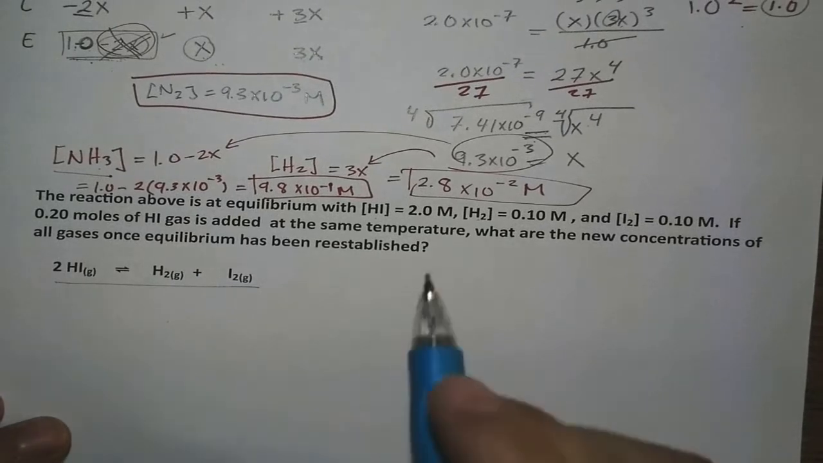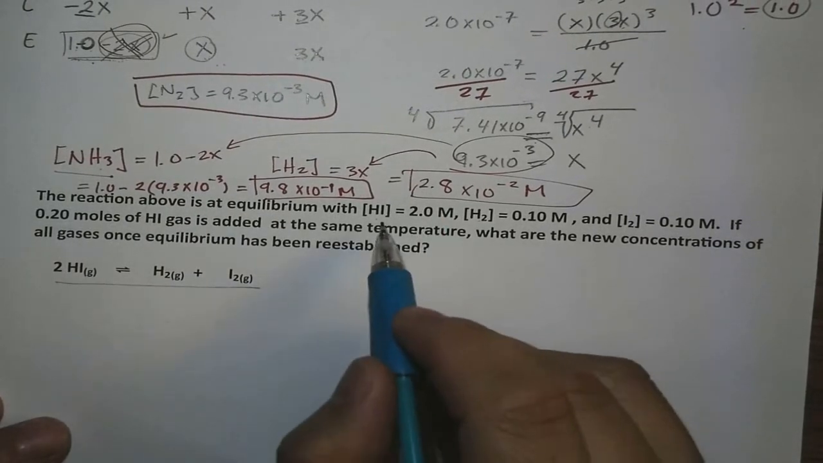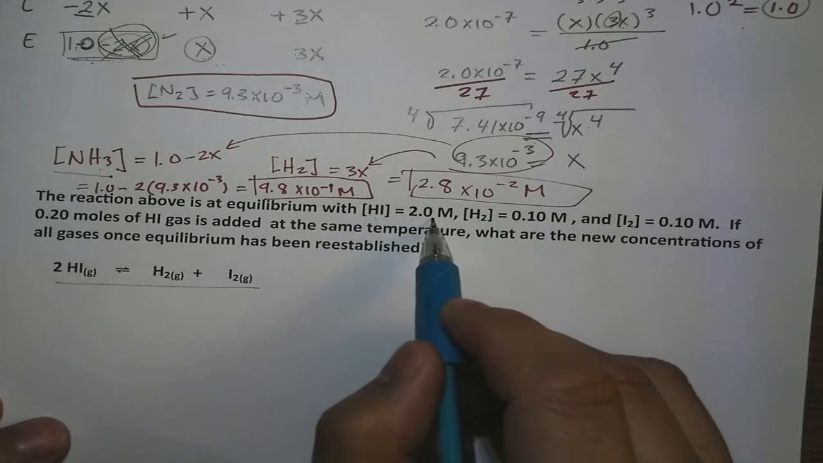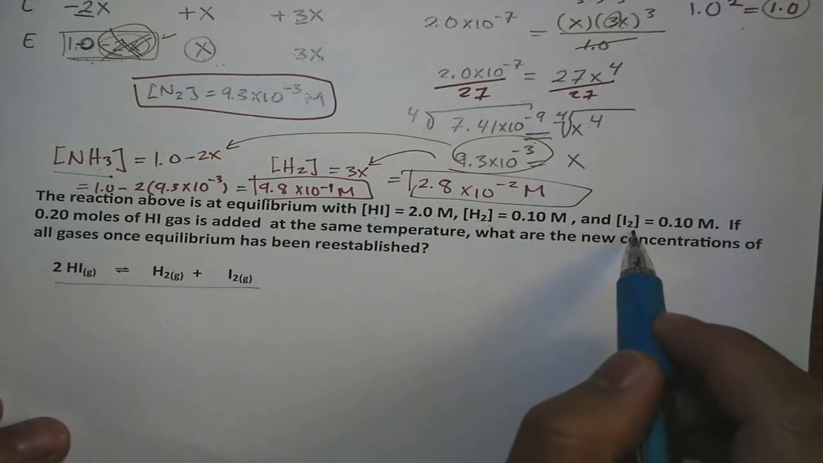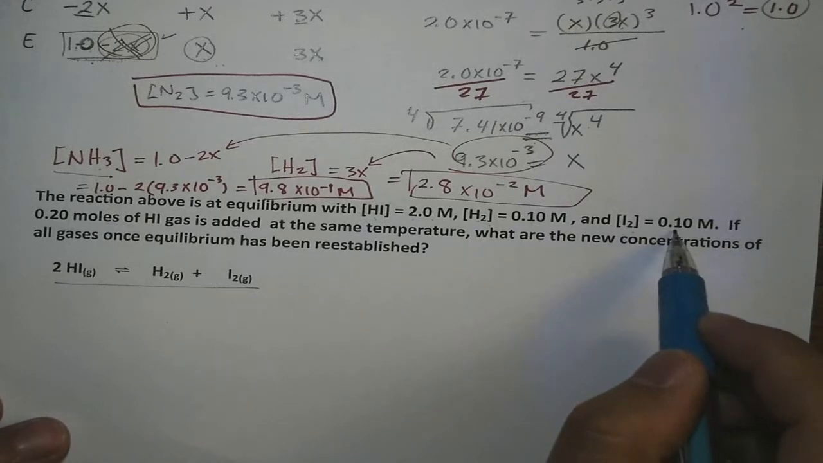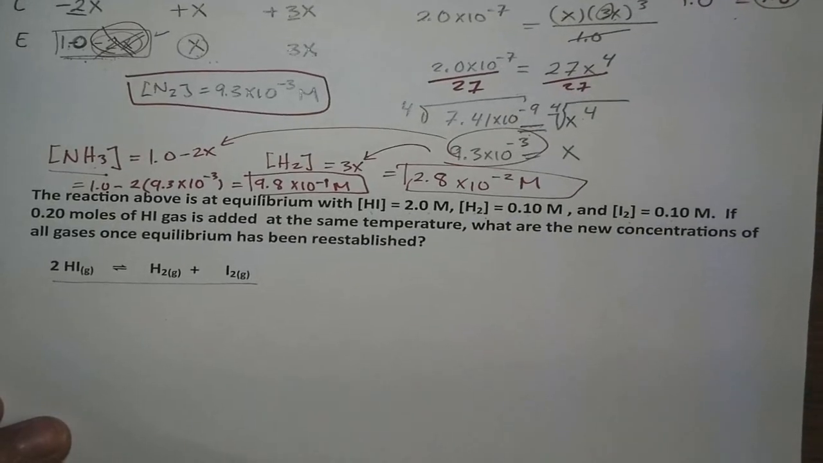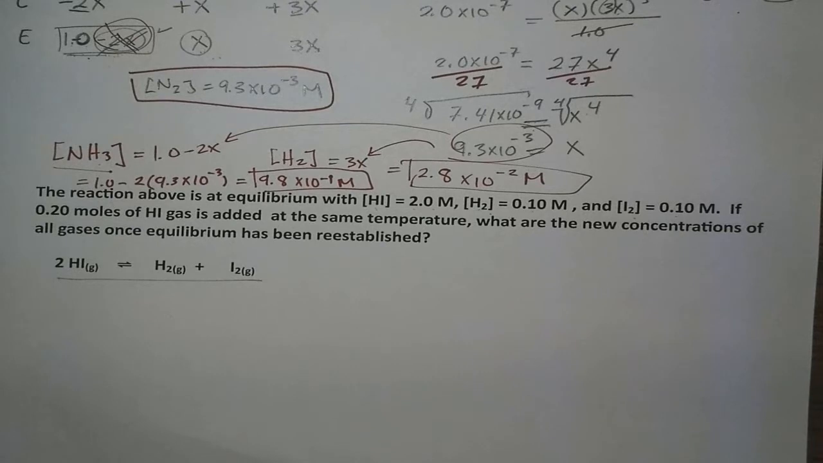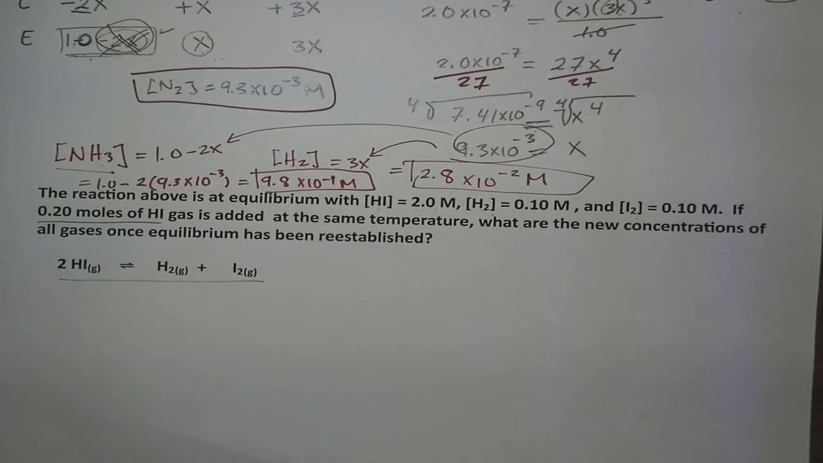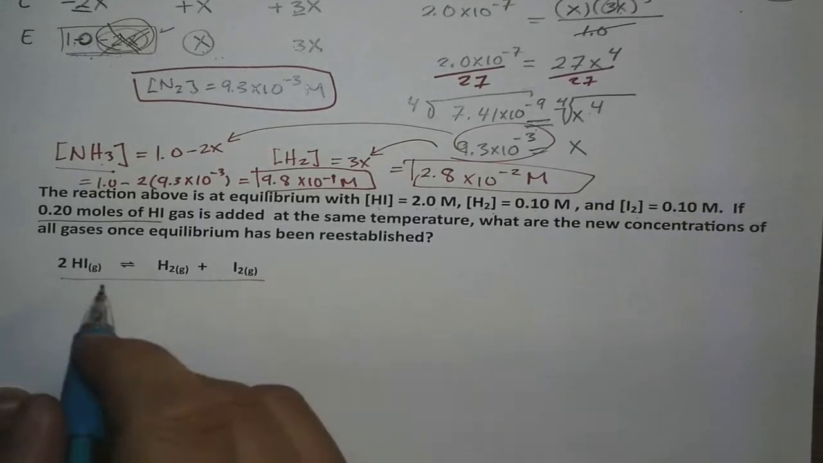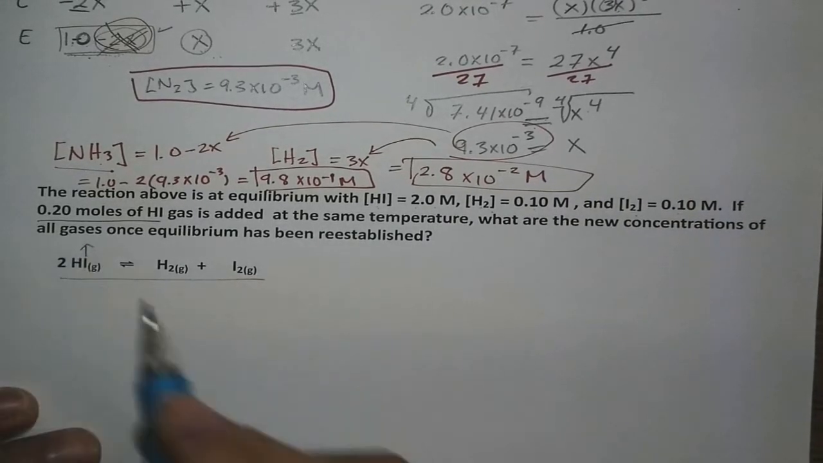So at equilibrium, the concentration of HI is 2 molarity, and hydrogen is 0.1 molarity, and iodine is 0.1 molarity as well. Now what happens when I add 0.2 moles of HI, or hydrogen iodide, to the system? Of course that's going to mess up the equilibrium, right? Now you have what? In this case, if we look at this reaction, now you have more of that.